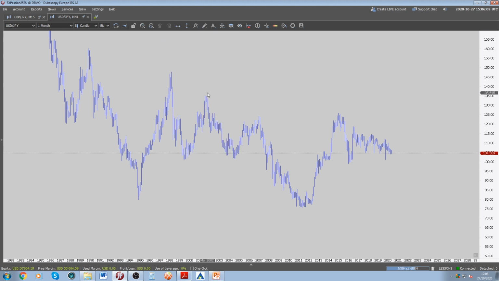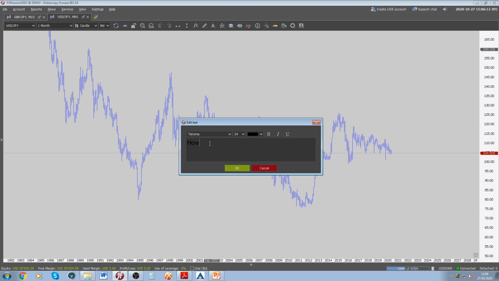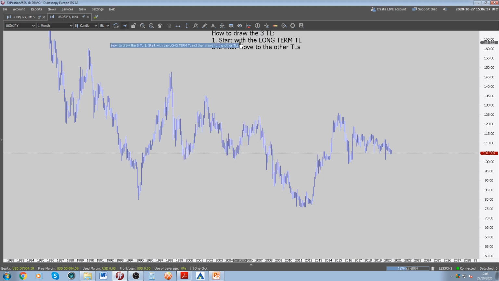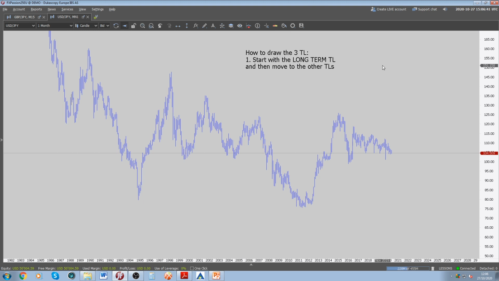So, okay, how to draw the 3 trend lines? Number 1, start with the long-term trend line and then move to the other trend lines. How to draw the 3 trend lines? Start with the long-term trend line, everybody, and then move to the other trend lines. Diego says down, Husnani says downtrend, Zuelio says up, right?